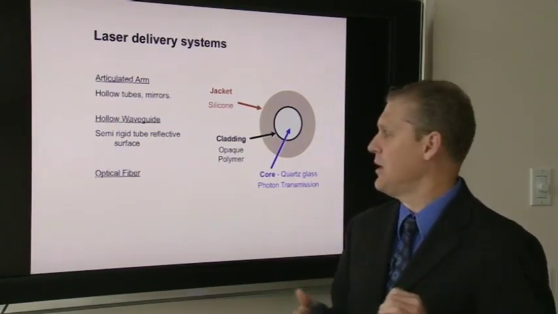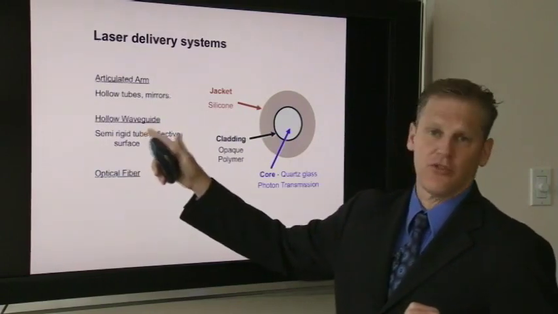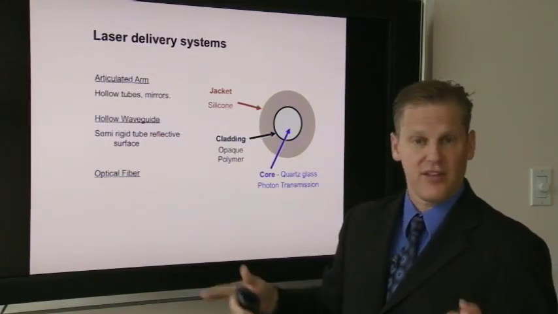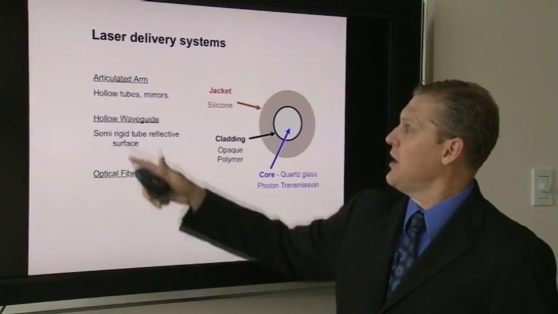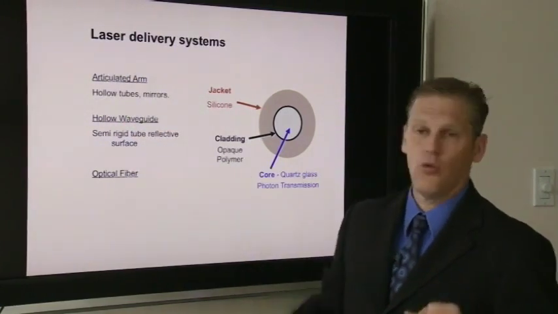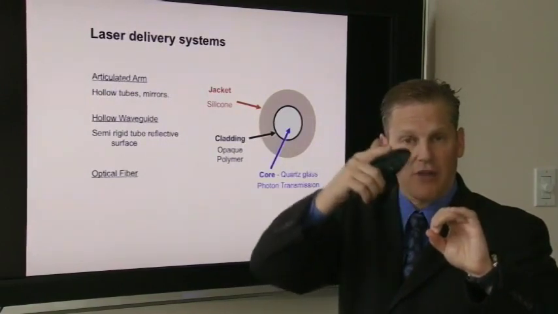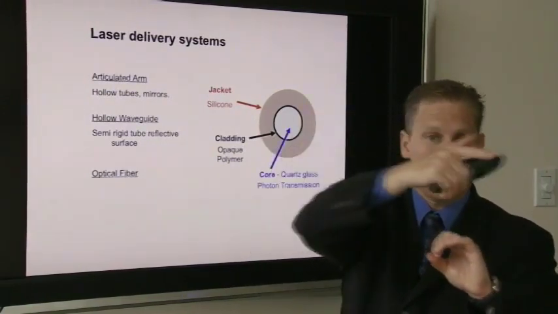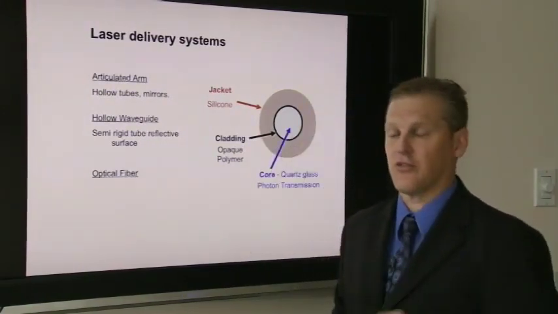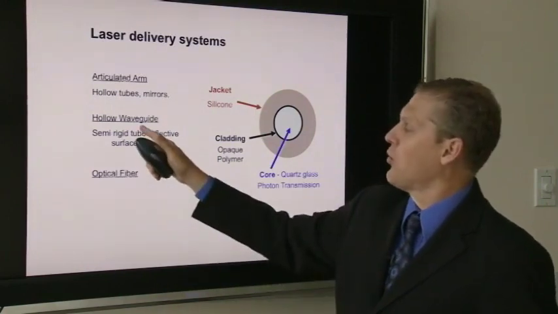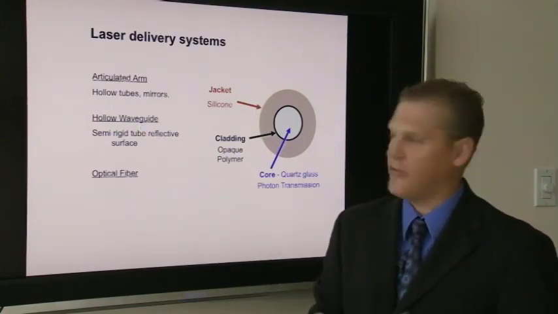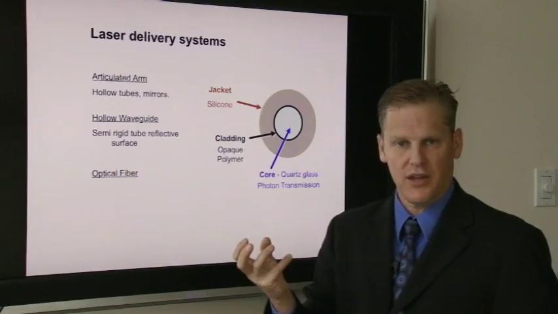Other alternatives, which are often found in other wavelengths like CO2 or in erbium, is either an articulated arm, which is a hollow tube with mirrors on the inside, and the energy from the box, from the laser, bounces along the hollow tube in the mirrors to get to the surgical site, or a hollow waveguide, which is a semi-rigid tube with a reflective coating on the inside.